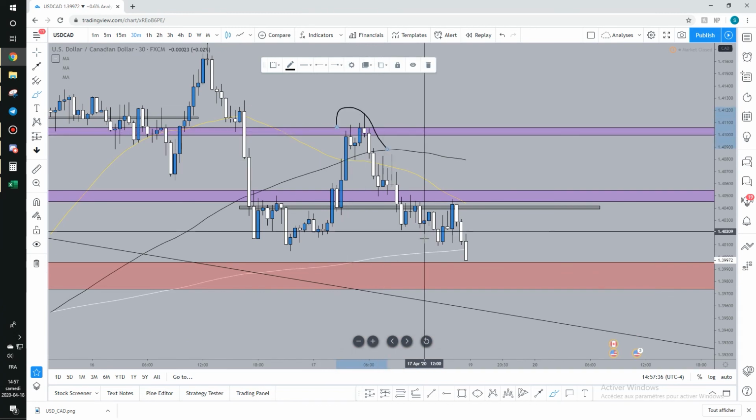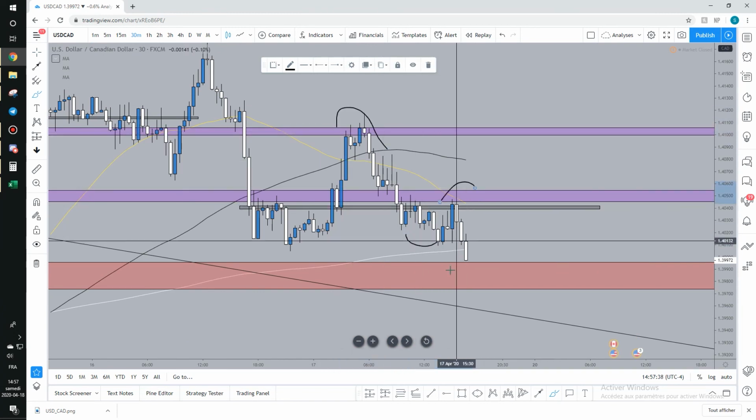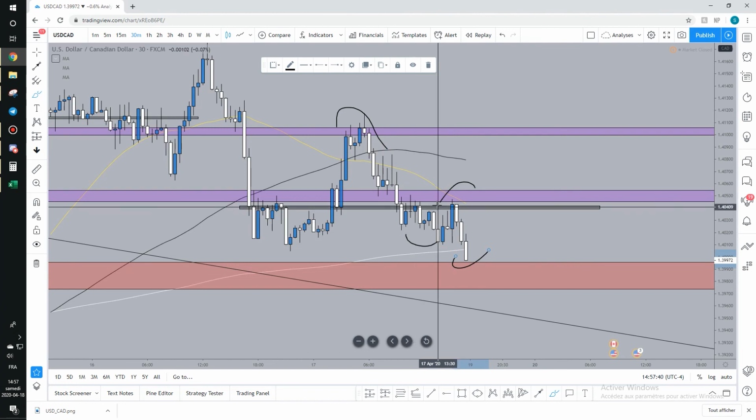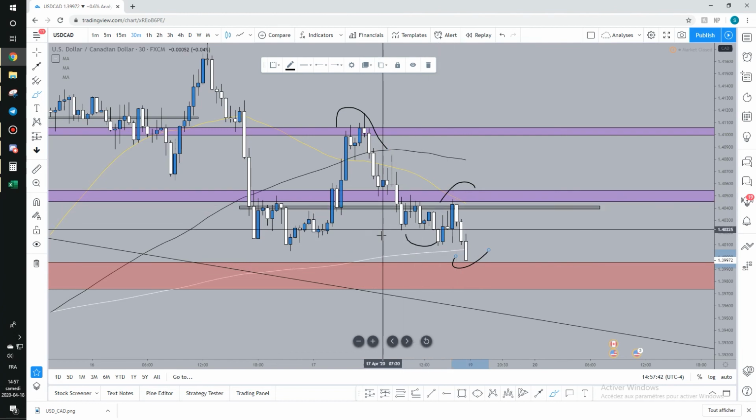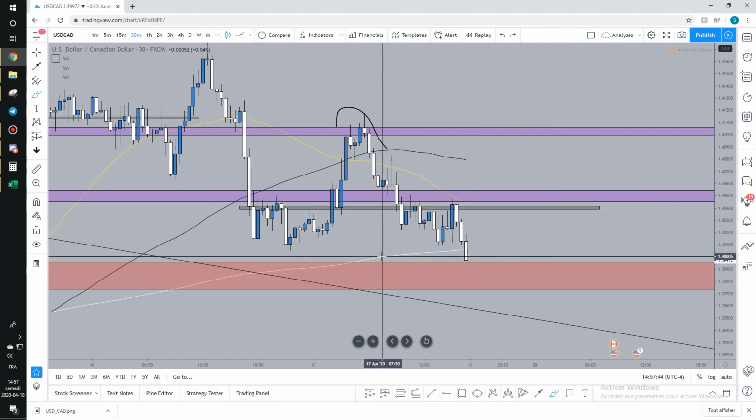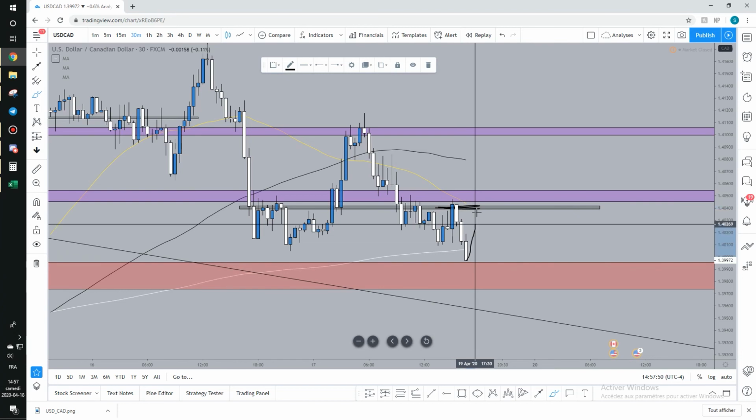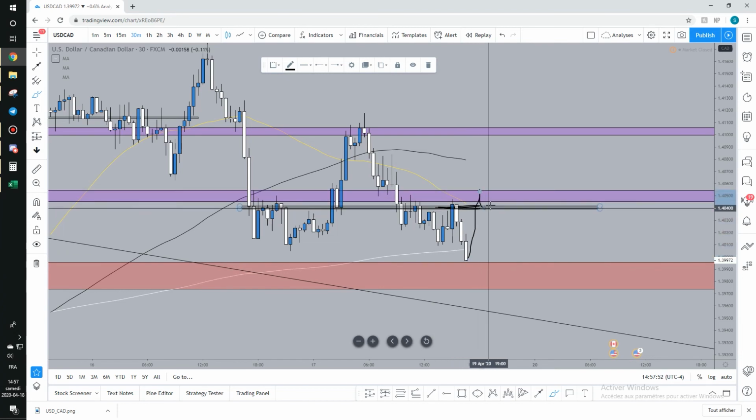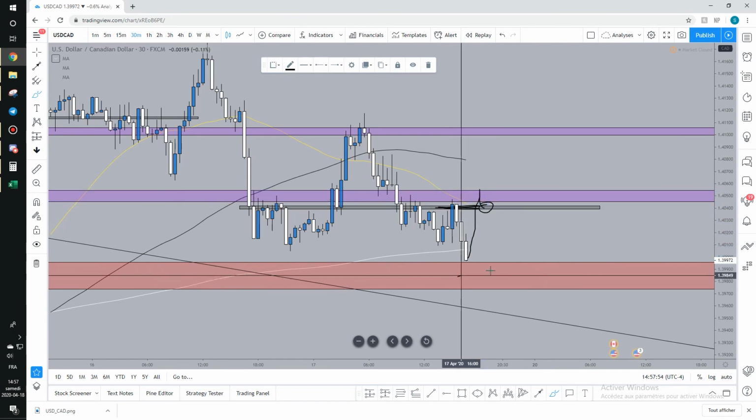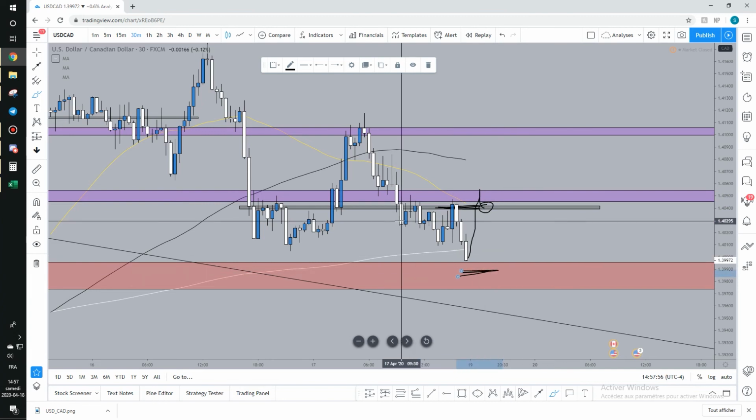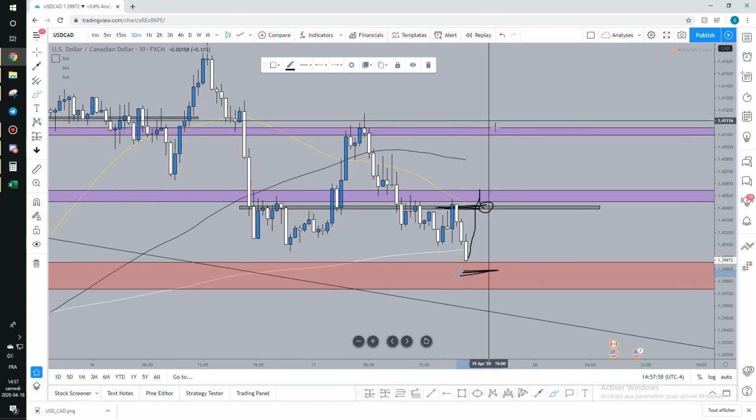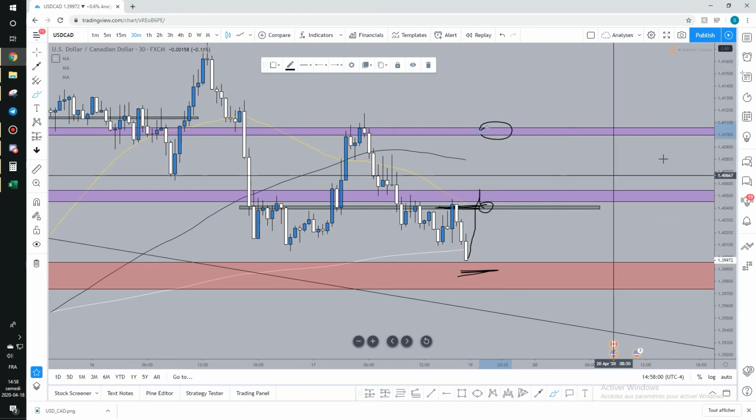As you can see here, we're making lower lows and lower highs. So based on the 30-minute time frame, I will wait for a break of structure, which is this one actually. If the price breaks this zone here, I'll take my entry on the retest with my stop loss under the price there. My first target for this trade will be the resistance zone of the 4-hour here.